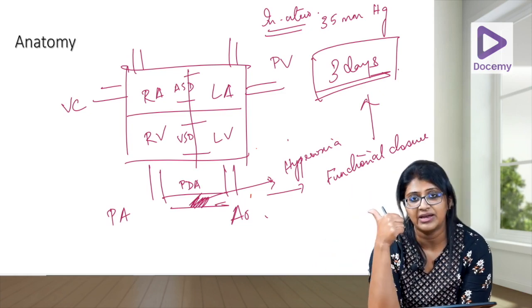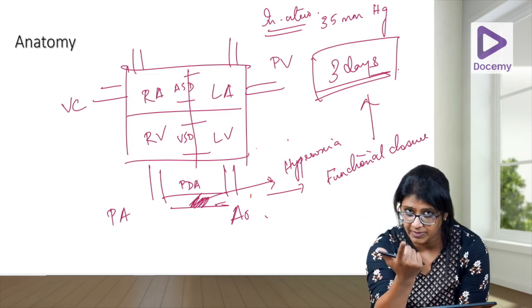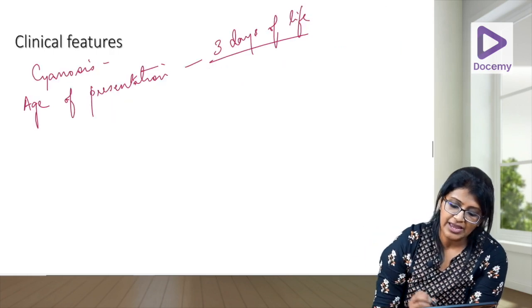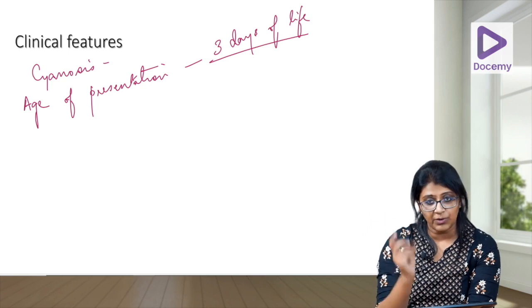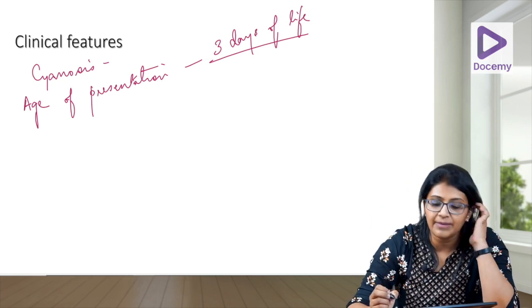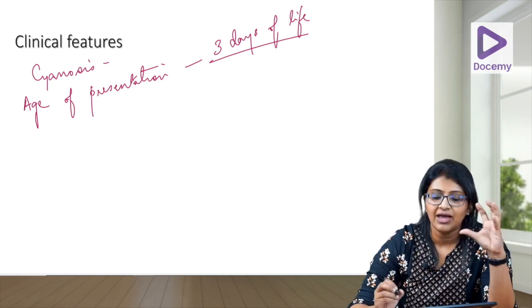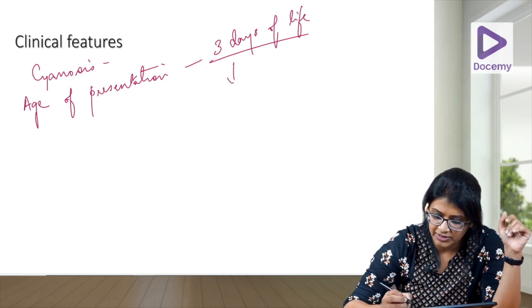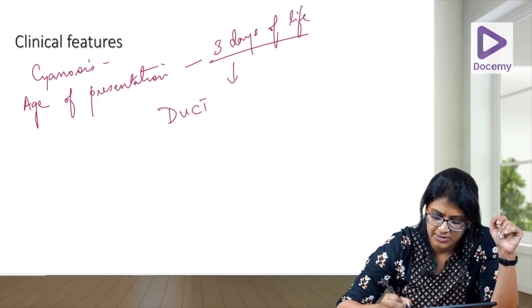So as far as you guys are concerned, you need to know that you can have increased pulmonary blood flow and decreased pulmonary blood flow settings. The age of presentation is something which is very important. Many of these lesions may present to you by day 3 of life. We are going to put a name for this, and that's called a duct dependent circulation.